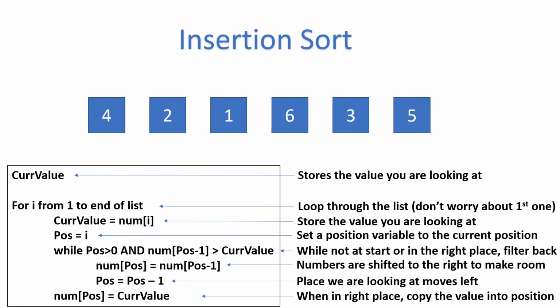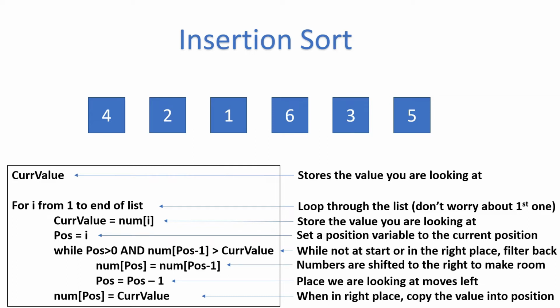Next we'll have a look at an insertion sort. Now we have our numbers again, 4, 2, 1, 6, 3 and 5. And I've got the algorithm down in the bottom left hand corner. Now with this one, it goes through the numbers just once, and then what it does is it inserts each number into the right place.